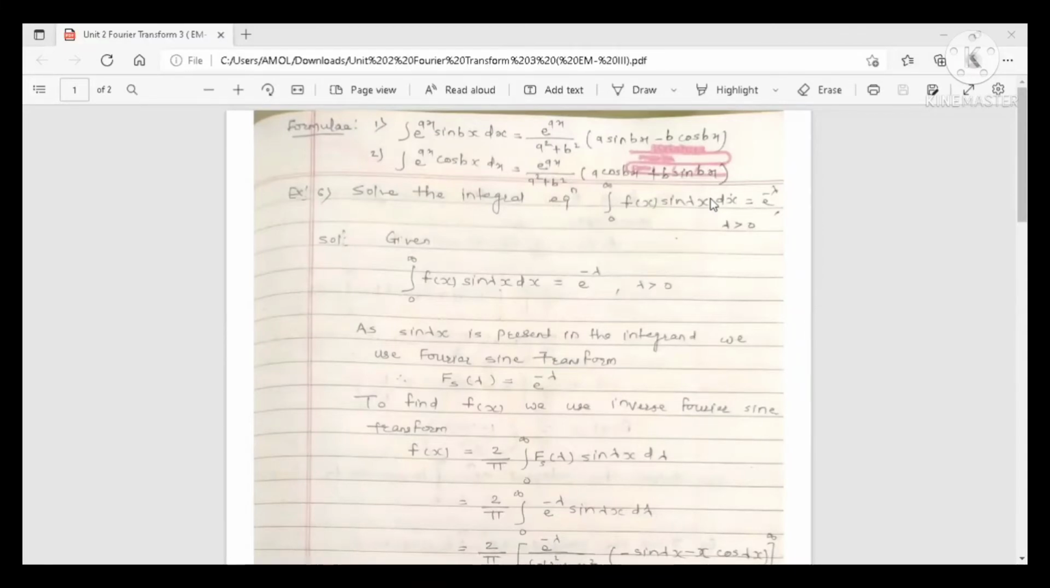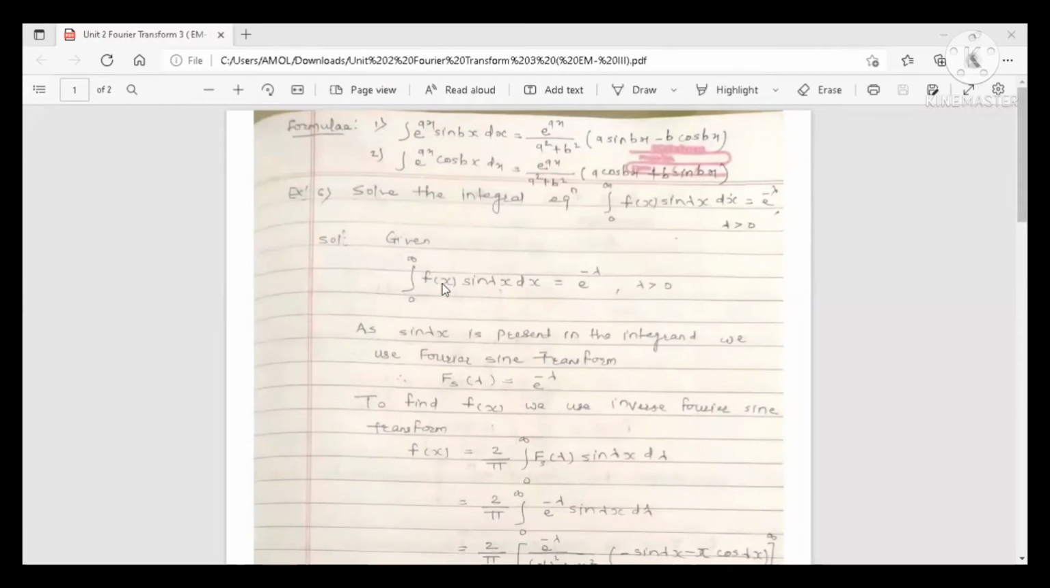The solution for this integral equation. Here the given integral is integration from 0 to infinity f of x sin lambda x dx is equal to e raised to minus lambda, lambda greater than 0. In this integration, dx is the differential, meaning x is the variable, and lambda is a constant with respect to integration. Now this is a definite integration.